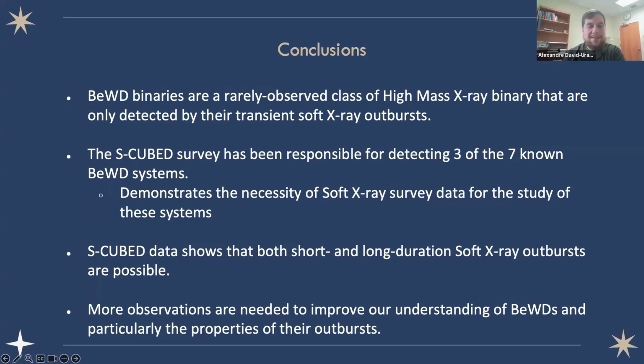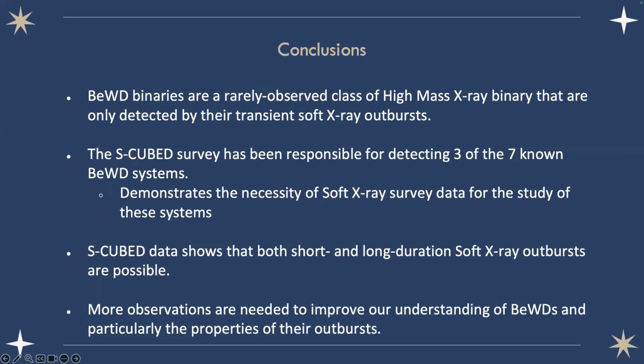Hello, thank you for a nice talk. My question is, when you said that for BE white dwarfs, we can observe them in soft X-ray, you mean that we can observe this group of BE white dwarfs in soft X-ray, but we can observe the other type of white dwarf in hard X-ray or UV?